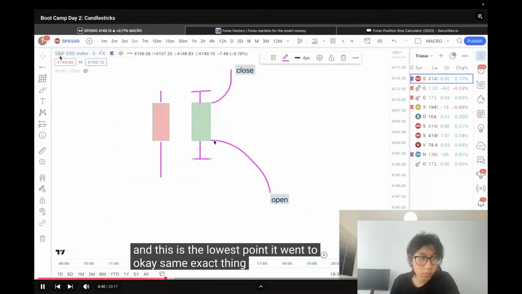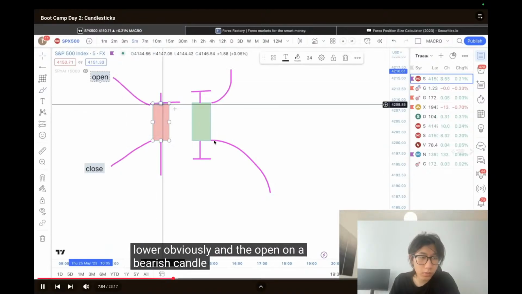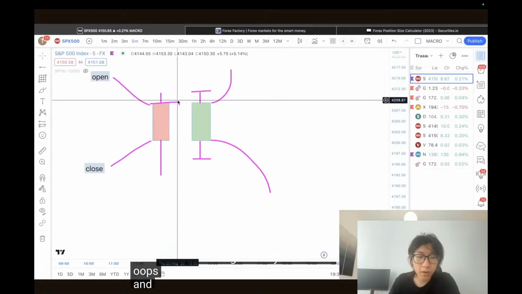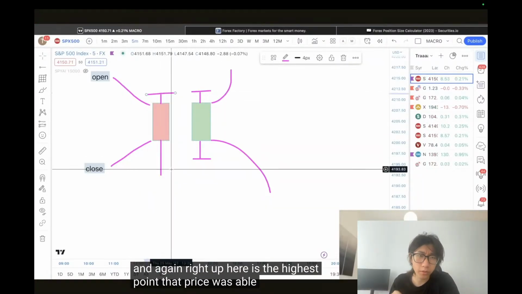Same exact thing on a bearish candle. Remember, the close of the candle is lower. And again, right up here is the highest point that price was able to go to.